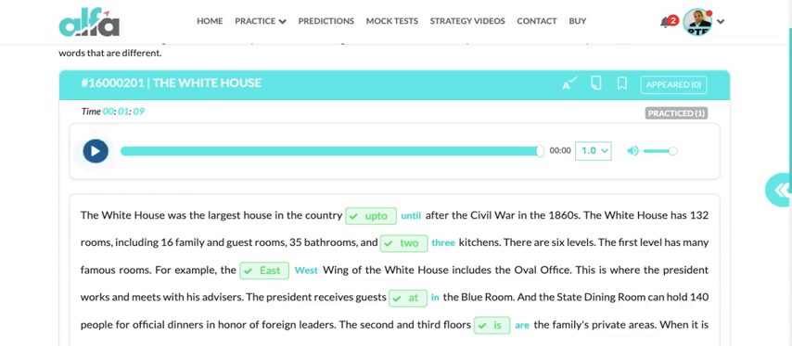So PTE को listening बाट हामीले start गर्यौं. So we will continue doing more questions of the listening section. And as we move along, we will keep discussing different tricks and ideas for each of the sections.